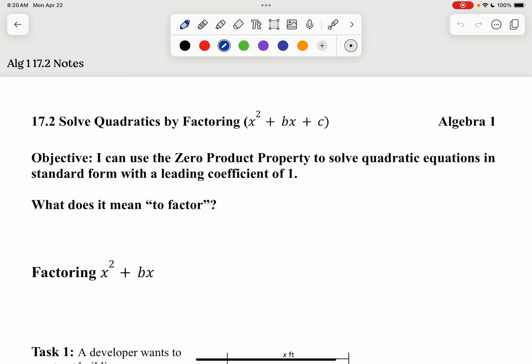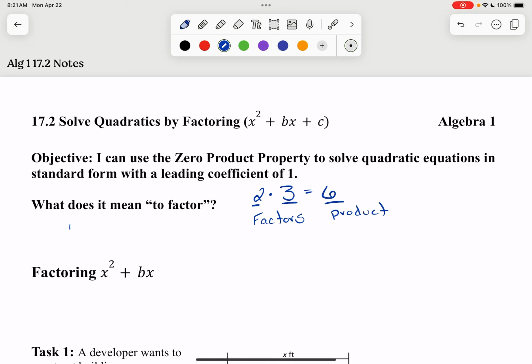So we have to know what the word factor means. A factor is what we call a number that we multiply. So if I'm multiplying 2 times 3, and that equals 6, the 2 and the 3 are what we call the factors. 2 and 3 are the factors, and 6 is what we call the product. Okay, so what does it mean to factor? Well, it means that we look for what we multiply to get that thing.